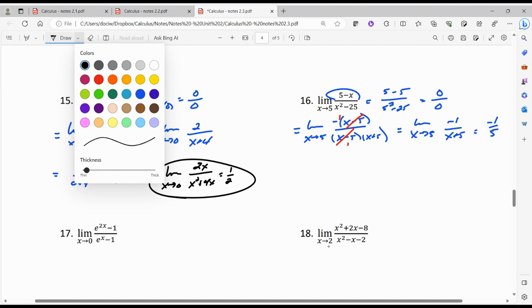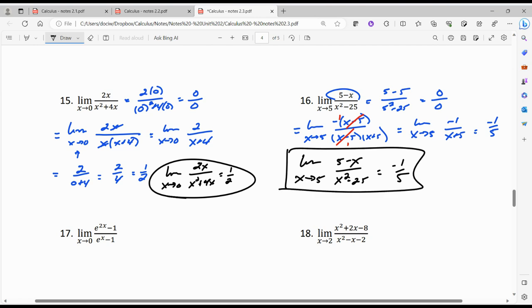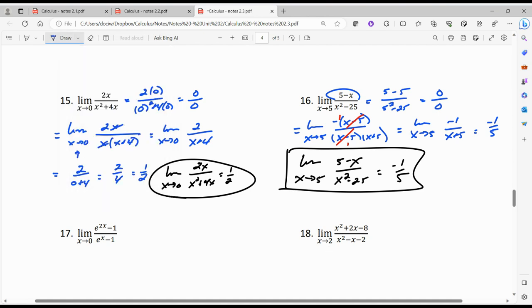So again, the limit as x approaches 5 of 5 minus x over x squared minus 25 is equal to negative 1/5. Okay. I like the next one, number 17. If you looked ahead to that one, okay.